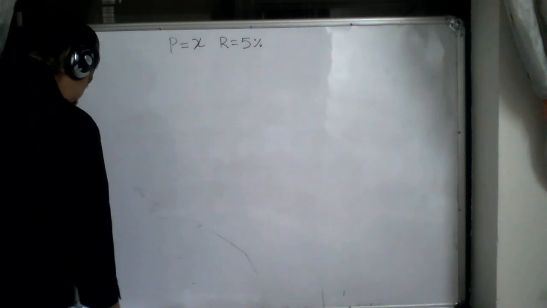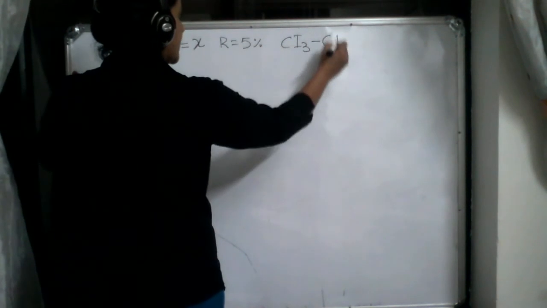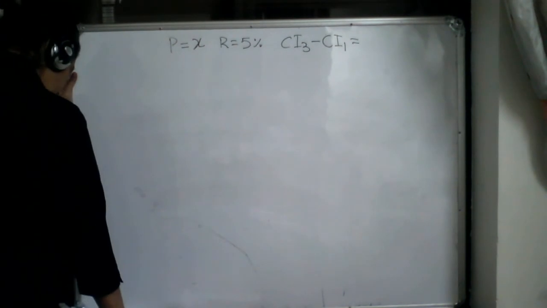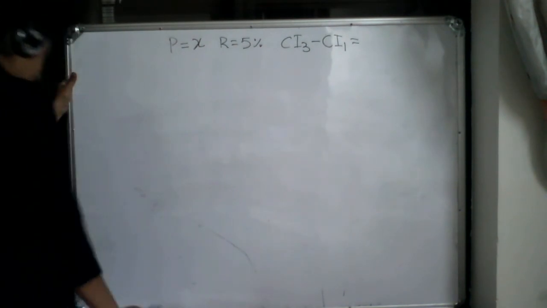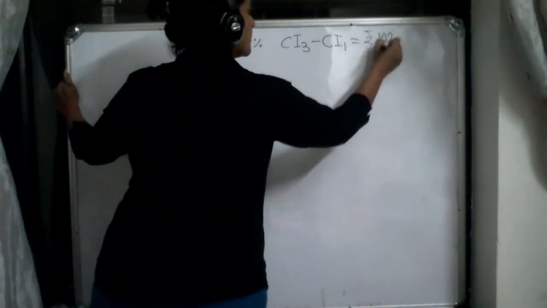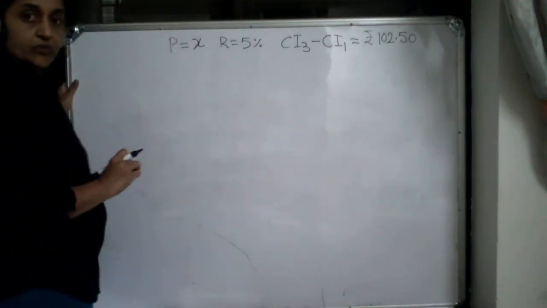If the difference between the interest of the third year, that is CI3, and CI1, I'm reading it completely, give me a second. If the difference between the interest of the third year and first year is rupees 102.50, find the sum. You have to find what is the principal.